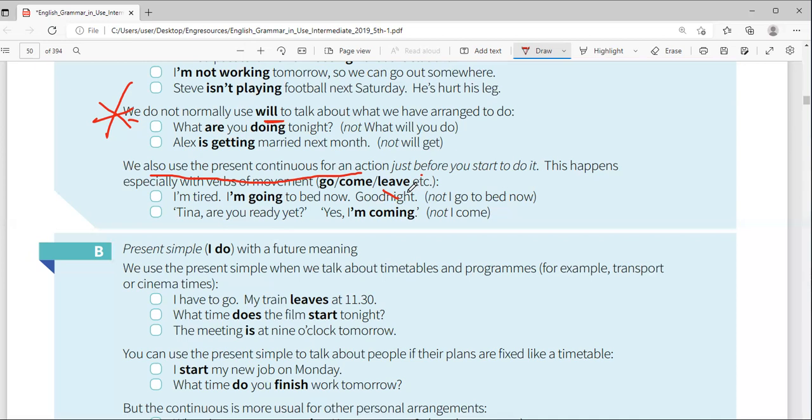So learn to use present continuous for future like that. So that is the meaning of present continuous for the future.